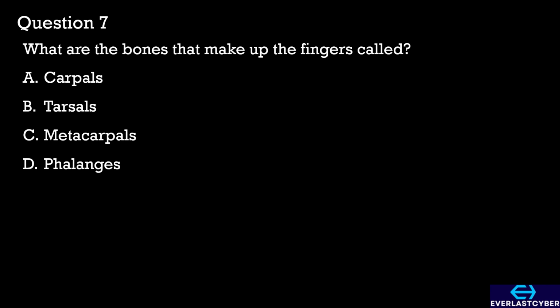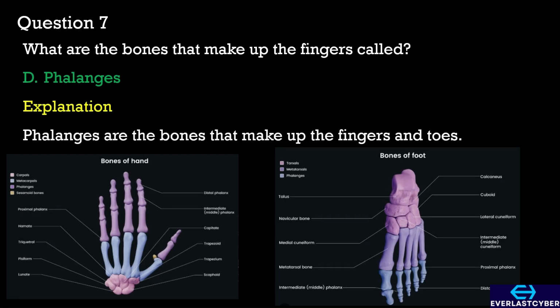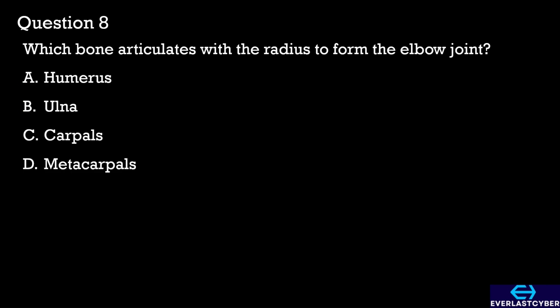Tarsals are bones of the ankle. Metacarpals are bones of the hand between the wrists and the fingers, while phalanges are the bones that make up the fingers and the toes. So each finger has three phalanges, which are the proximal, the middle, and the distal, except for the thumb. The thumb has just two phalanges. So out of these options, the bones that make up the fingers are the phalanges, and that is option D.